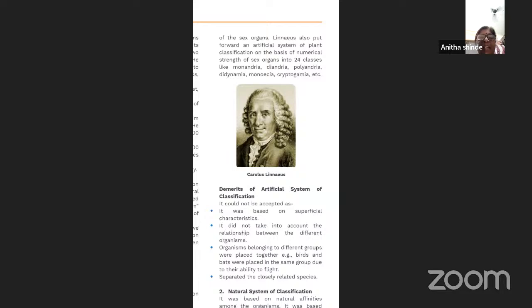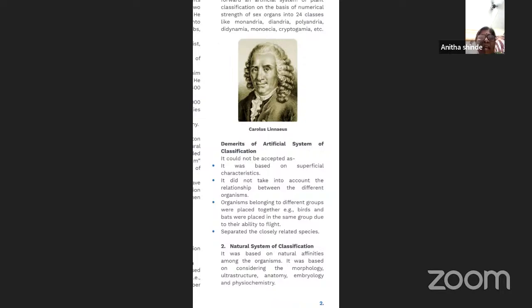So what were the demerits? Just now we have seen, it did not take into account the relationship between different groups of animals. The next is that organisms belonging to different groups were also placed together. Like, for example, birds and bats. They belong to totally different phyla, so can we consider them as one group? We cannot. Because they fly, they were classified into one group. That is why this system was not accepted.